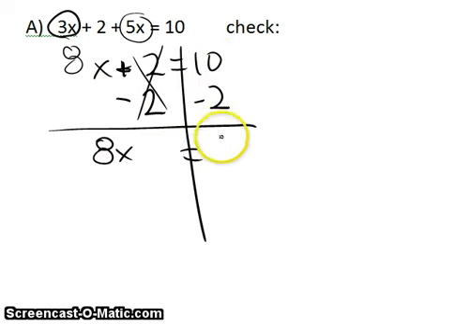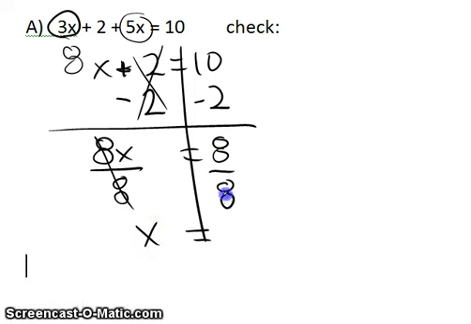Over here I have 8. 10 minus 2 is 8. Now I need to drop off my date. My date is being multiplied by x, so to undo multiplication, I do division. That gets rid of my date, and I have x left. But we need to do the same thing on the other side. 8 divided by 8 is 1. So x is equal to 1 is my answer.